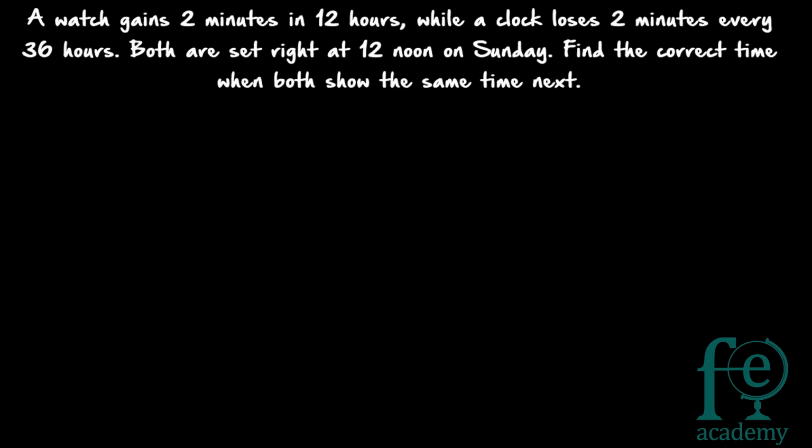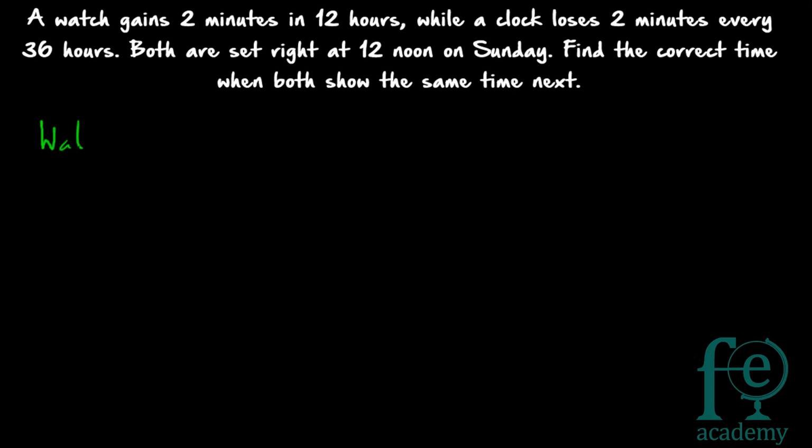So second question: a watch gains 2 minutes in 12 hours while a clock loses 2 minutes every 36 hours. Both are set right at 12 noon on Sunday. Find the correct time when both show the same time next. So what is the given question?